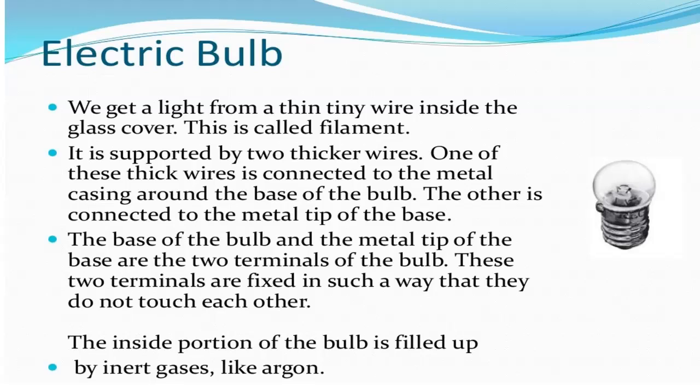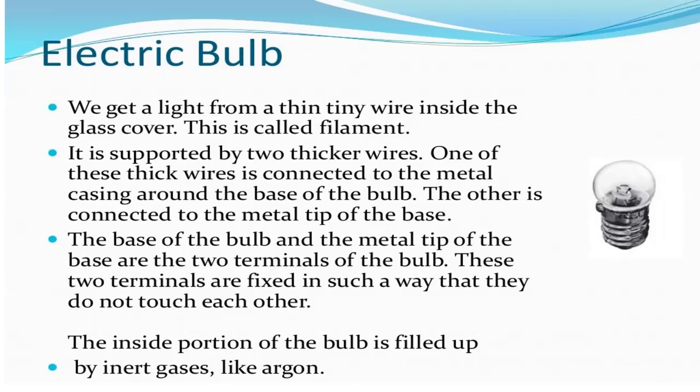The lower end of one of the thick wires is connected to the metal tip at the bottom of the bulb, whereas the lower end of the other thick wire is connected to the metal case of the bulb. So the metal tip at the base and the metal case of the bulb are the two terminals of the torch bulb, and they are fixed in such a way that they do not touch each other. The inside of the bulb is filled with inert gases like argon.